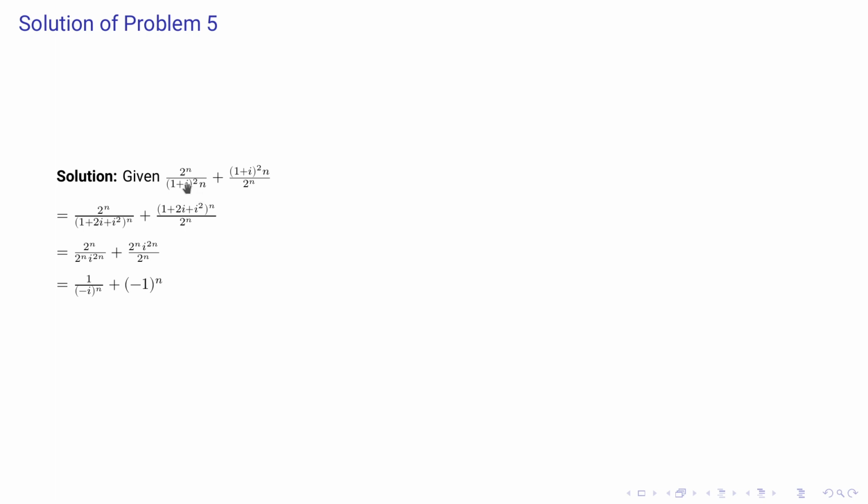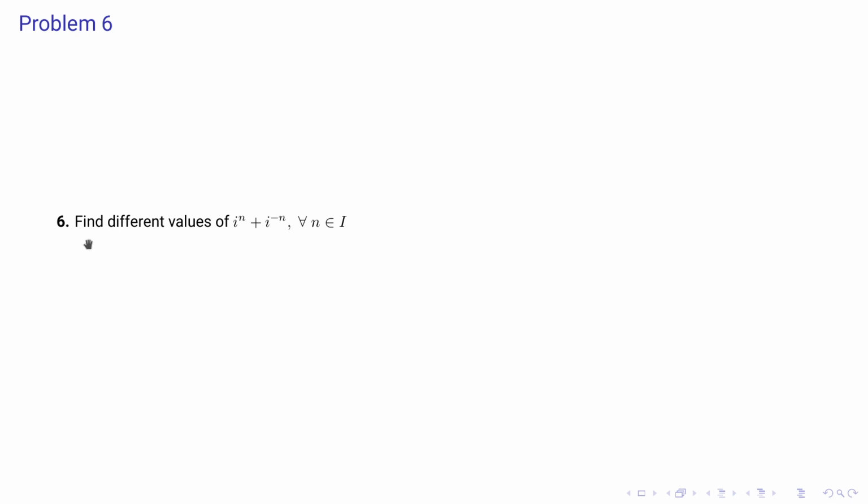So what we do is we square the 1 plus i. So we get 1 plus 2i plus i square, and then the power n is there. 1 and i square will get cancelled because i square is minus 1. So what we get is 2 to the power n by 2 to the power n i to the power 2n, and 2 to the power n into i to the power 2n divided by 2n. So 2n will get cancelled in both the fractions, and what we will have is 1 by minus 1 to the power n plus minus 1 to the power n. This is not minus i, this is minus 1. i square is minus 1, so it will be minus 1 to the power n.